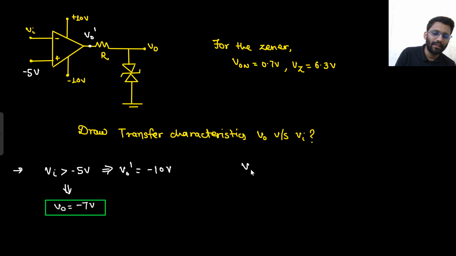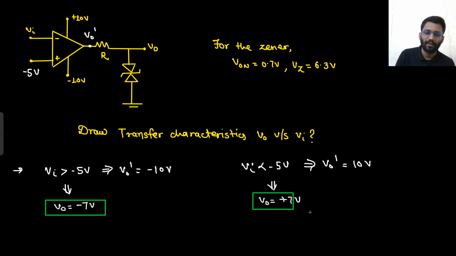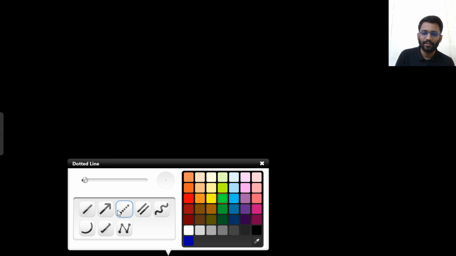And if your V in is less than minus 5 volt, then what will be your V naught dash? Your V naught dash will be 10 volt. And if your V naught dash is 10 volt, then what will be your V naught? V naught will be plus 7, right? So you can draw the transfer characteristics. Just the previous transfer characteristic is shifted, nothing else.